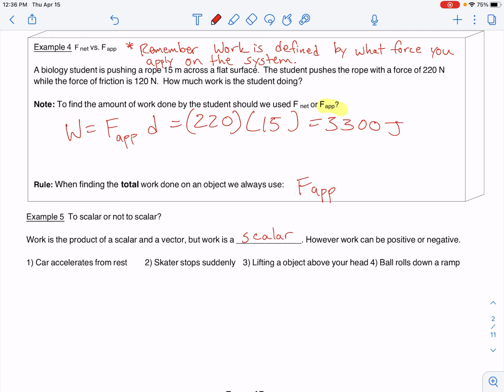Okay, 3, 2, 1. Car accelerates from rest, positive work. Skater stops suddenly, negative work. Lifting an object above your head, positive work. Ball rolls down a ramp, positive work.